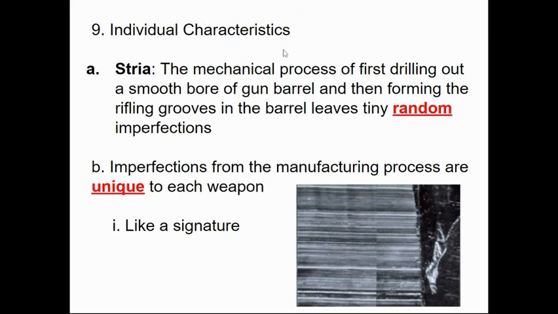The individual characteristics, now that is different. That's matching one weapon to one bullet. So the stria are really created because in that manufacturing process of making those grooves and making that barrel and the other parts of the gun as well, it leaves tiny random imperfections that are unavoidable, and they're unique. They're like a signature. In terms of the gun, they're as unique as a fingerprint or DNA.